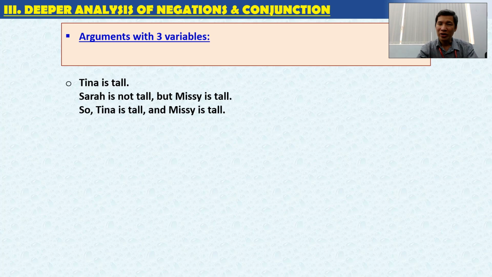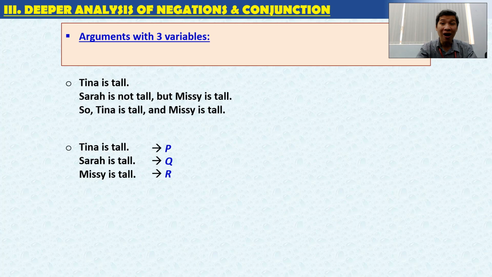Let's have a look at this. We have Tina is tall, Sarah is not tall, but Missy is tall. So Tina is not tall. Then we have the 3 basic statements. Tina is tall, Sarah is tall, Missy is tall, and we assign 3 letters P, Q, and R for each.